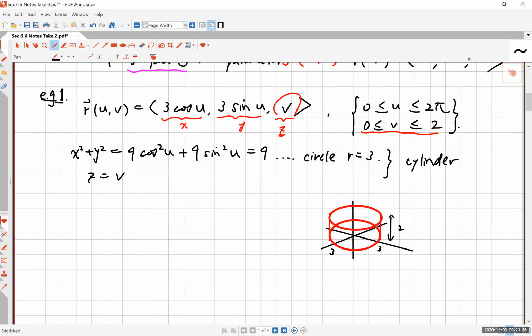Okay, and the magical part of a Zoom lecture is that these pictures suddenly appear, just like this one. So what's going on here? Well, I think you can tell you have this circle, x squared plus y squared is equal to 9. And so that's a radius 3 circle that you see here. And z, as v goes from 0 to 2, you can go up and down on this cylinder to create this cylinder of height 2, right? And that's exactly the surface that we are going to get by this parameterization of u and v.